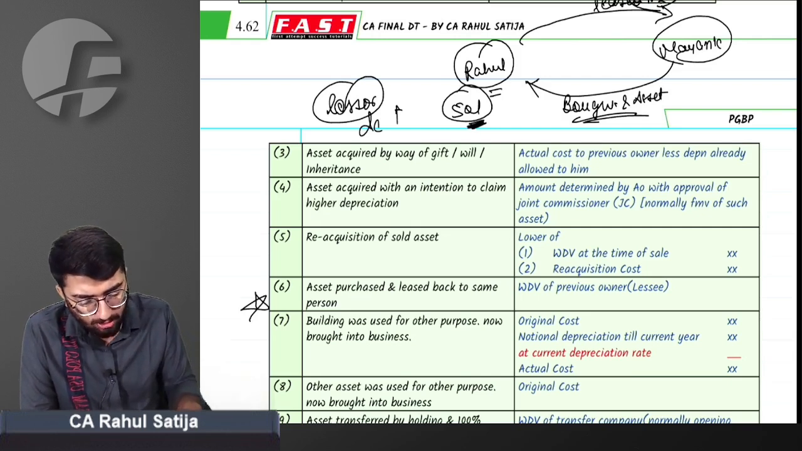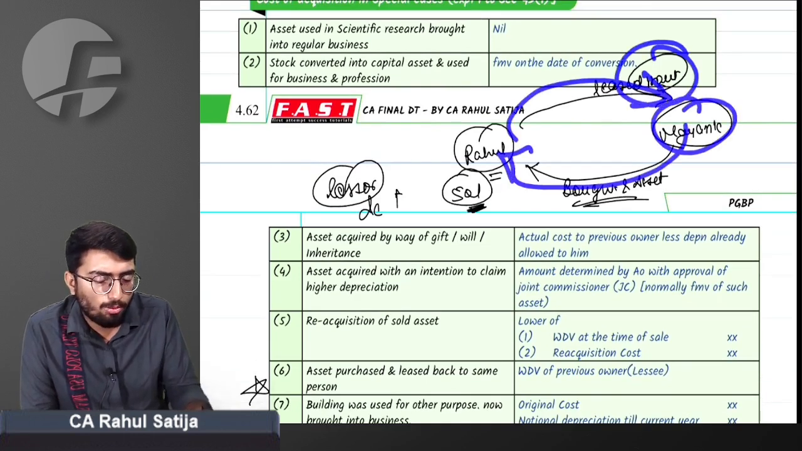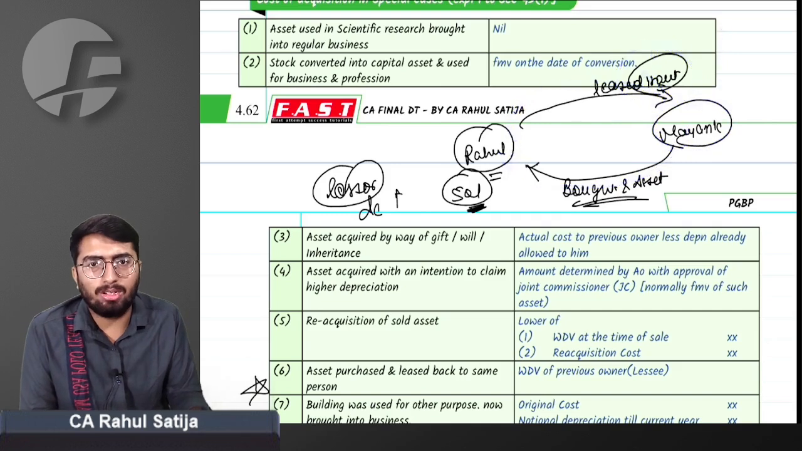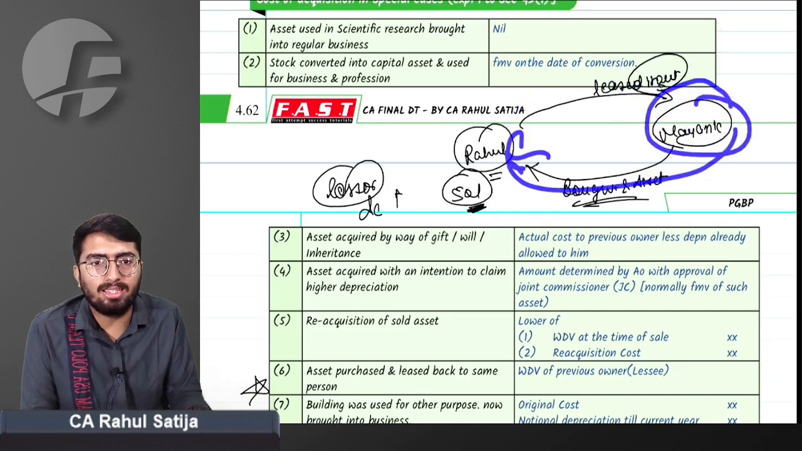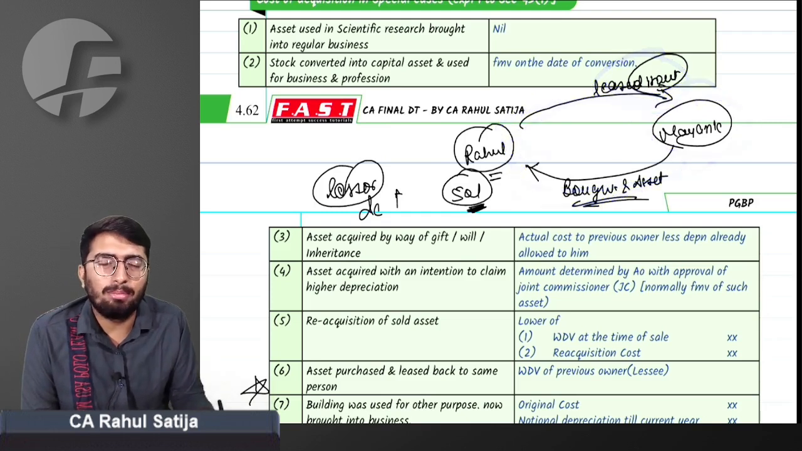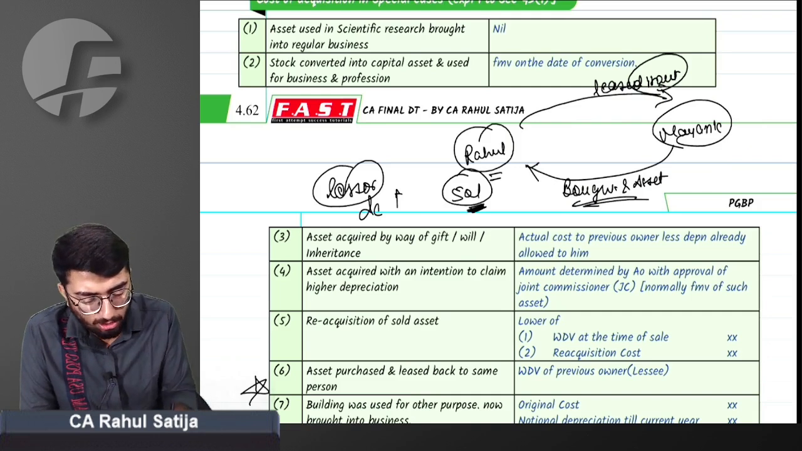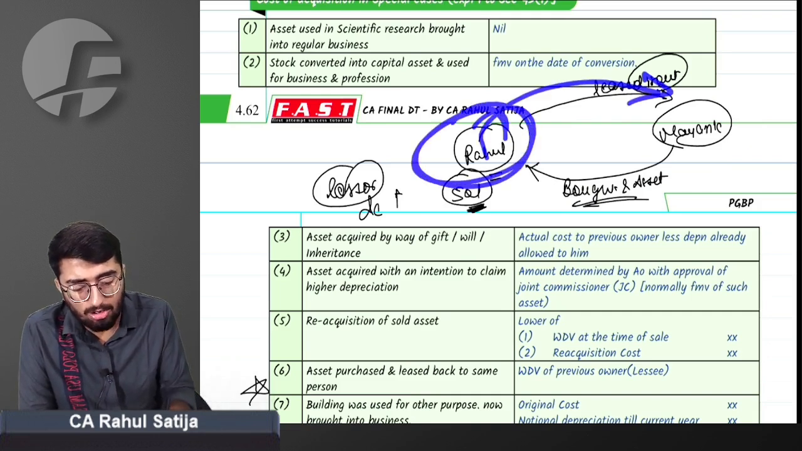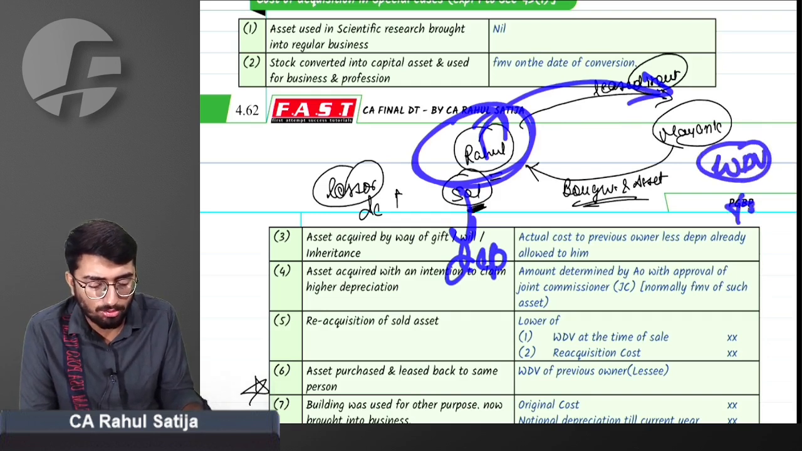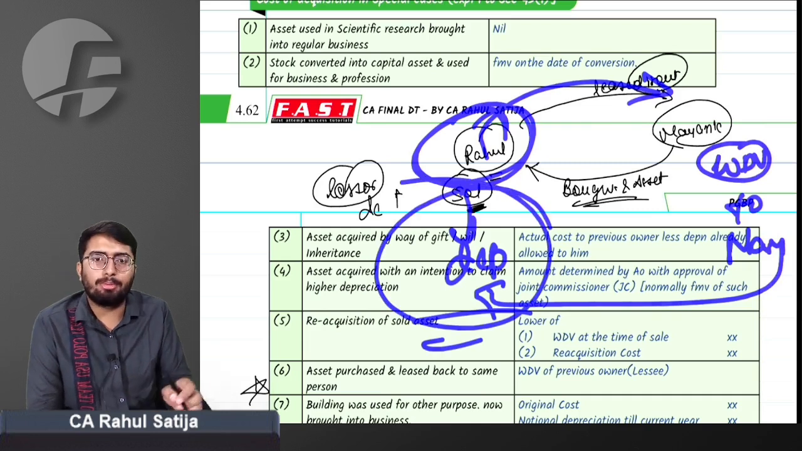Got this point? Ultimately, I am buying the asset from Mayank and leasing it out to him. What is happening? The essence of the transaction is nothing, because Mayank has sold the asset and reacquired it. For Mayank, ultimately the transaction means nothing. But for Rahul, since he has paid some money, he will be entitled to depreciation. The WDV of the previous owner, that is Mayank, will be the cost of acquisition for Rahul, and he will be entitled to depreciation.